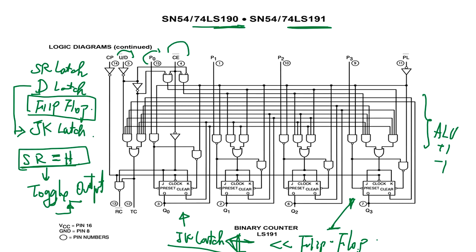Logically, when S and R are both high, it's not defined. The D latch doesn't use it. With an SR latch, you don't know what logic state you get. But the JK latch toggles the output, and it happens at the clock edge. So that's good to know.